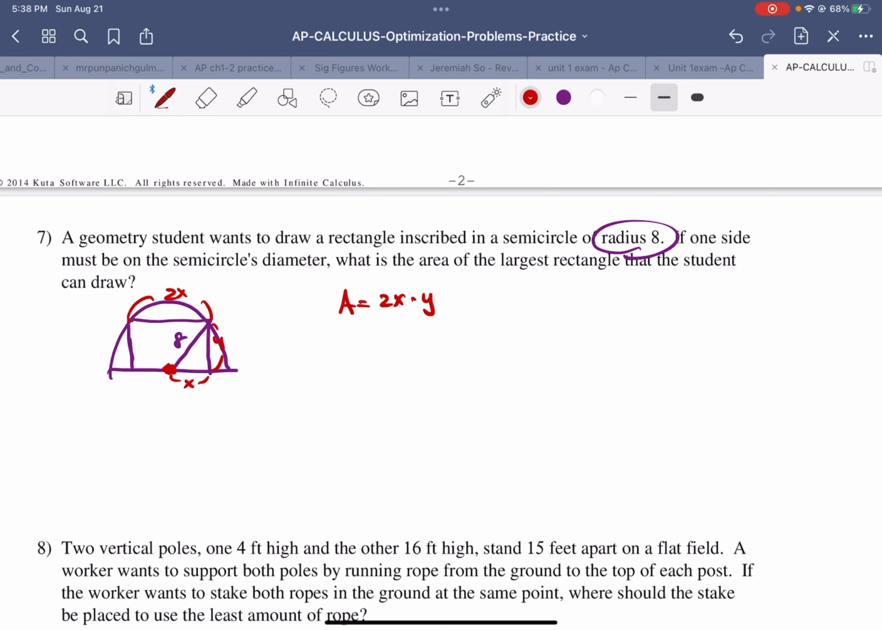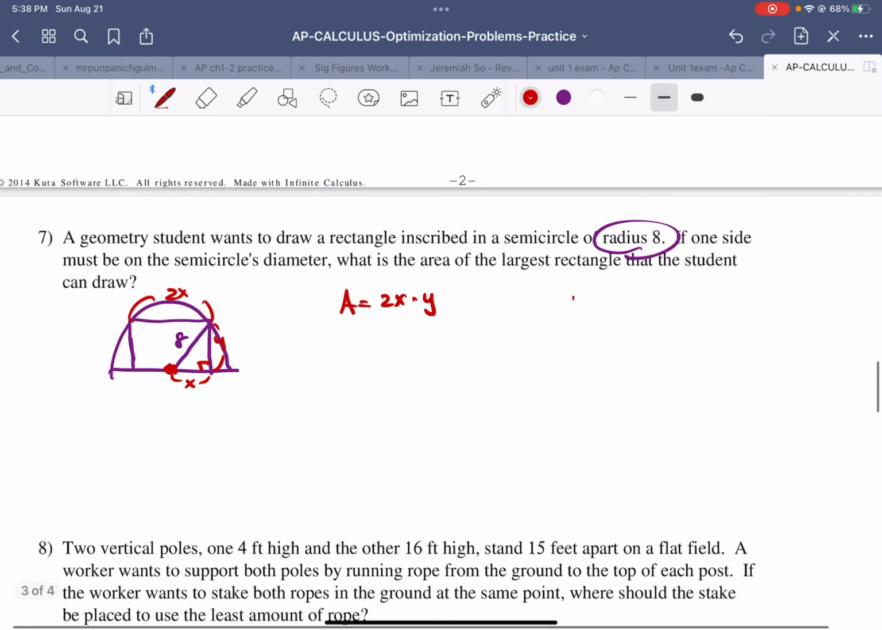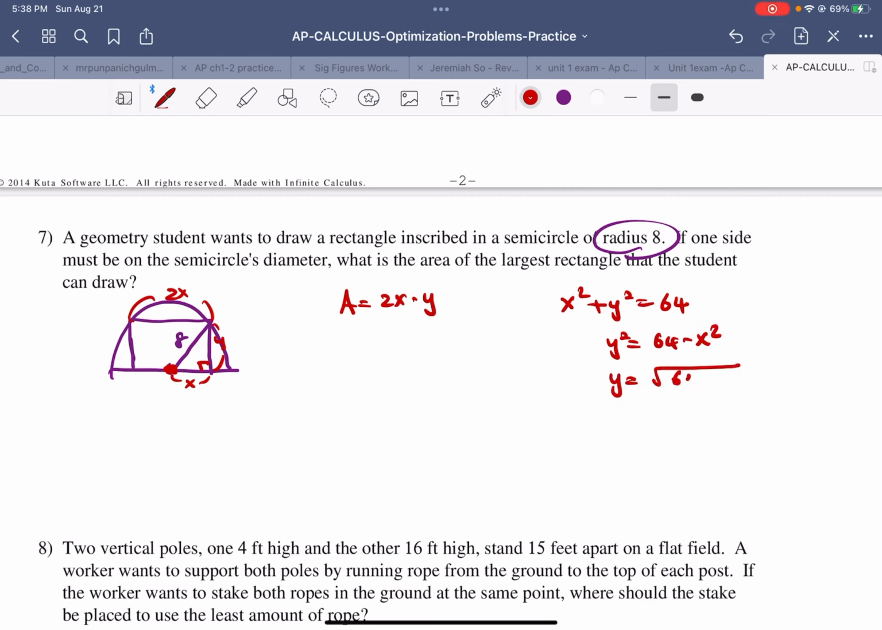Now, one equation we know using the Pythagorean theorem right here, that triangle: x squared plus y squared equals a squared, which is 64. Now I need to isolate y. So y squared equals 64 minus x squared, so y is the square root of 64 minus x squared. So when you put that in, A of x is 2x times the square root of 64 minus x squared.